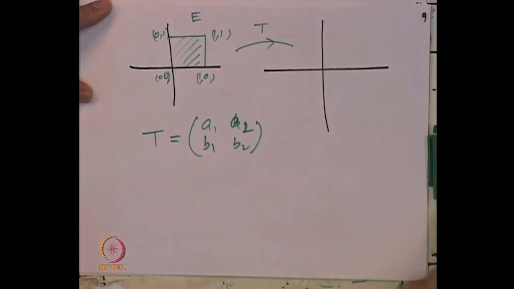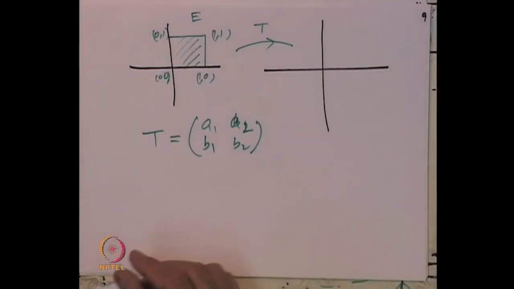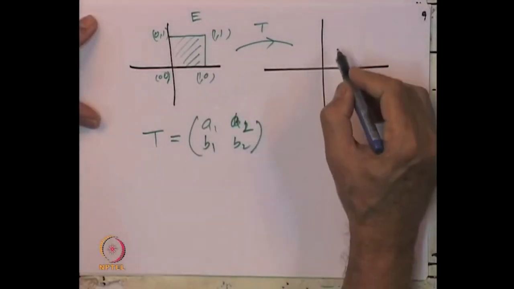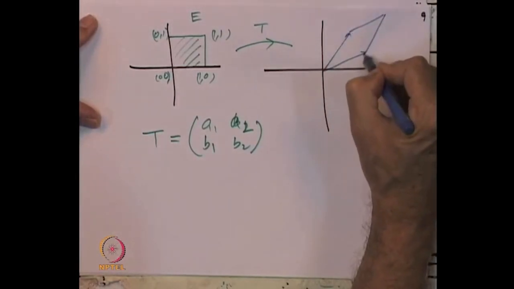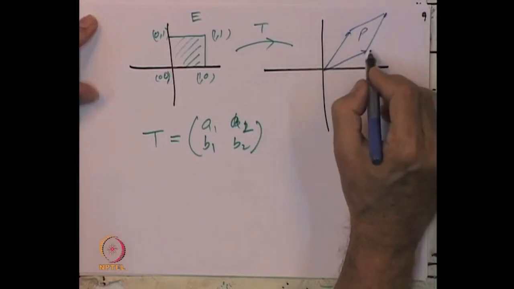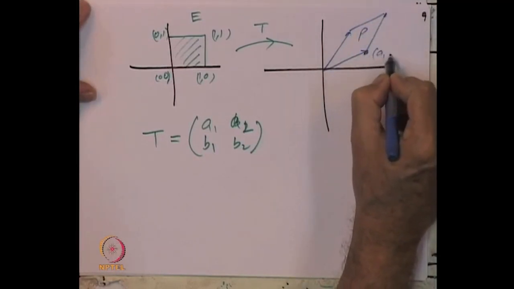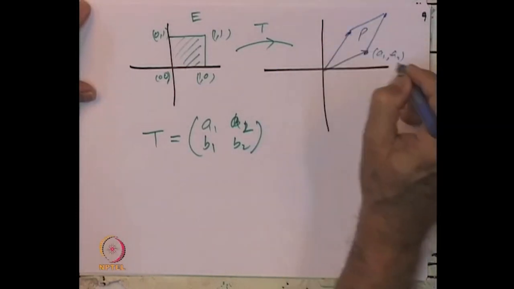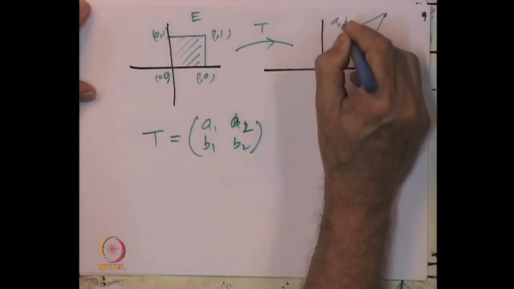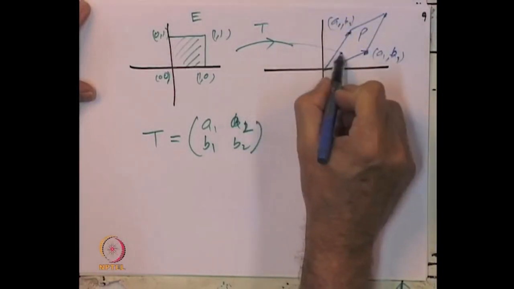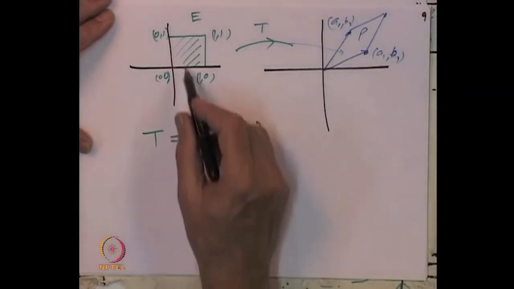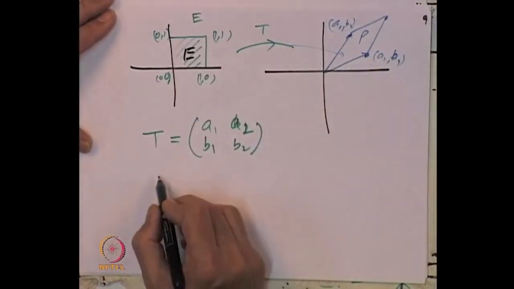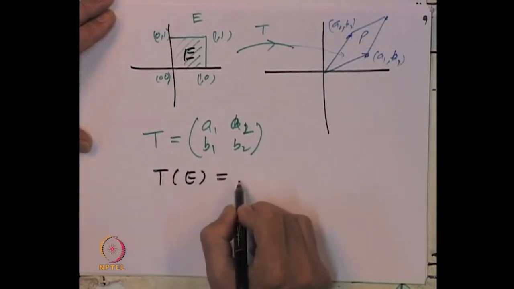So, if I look at this set and look at the transformation given by T, where T is equal to A1 B1 and A2 B2, if I look at this, then the image of this under this is precisely that parallelogram P, where this is A1 and A2, and this is A1 B1, and this is A2 B2. So, this transforms to this parallelogram. So, if T is this and E is this set, then T of E is equal to P.